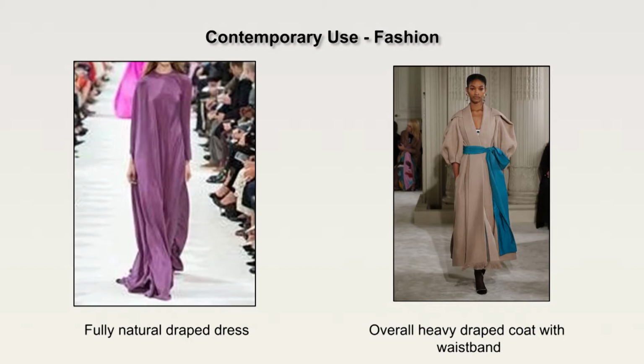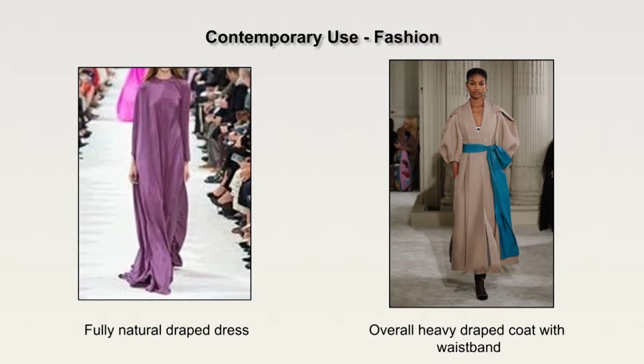Fully natural draped violet dress can be seen on the left. On the right is an overall heavy draped coat with a waistband.